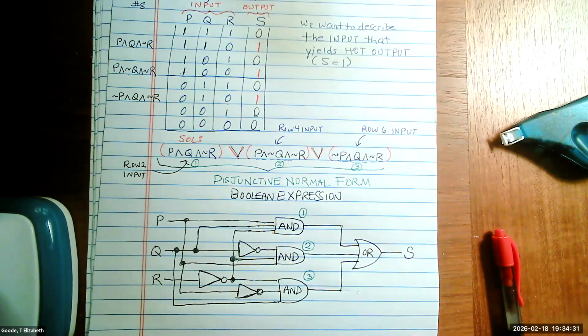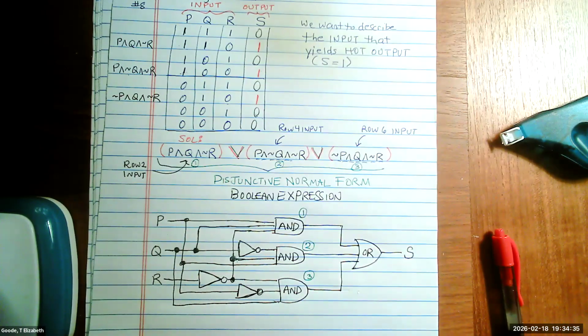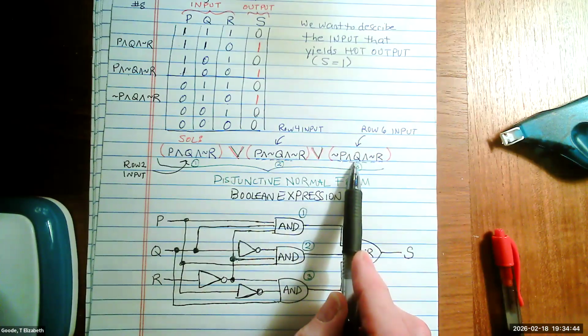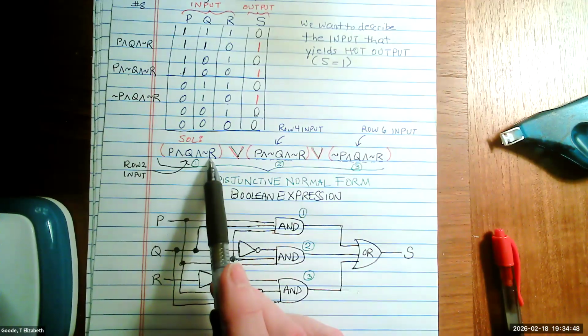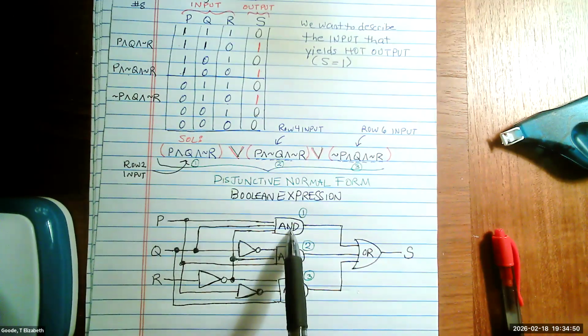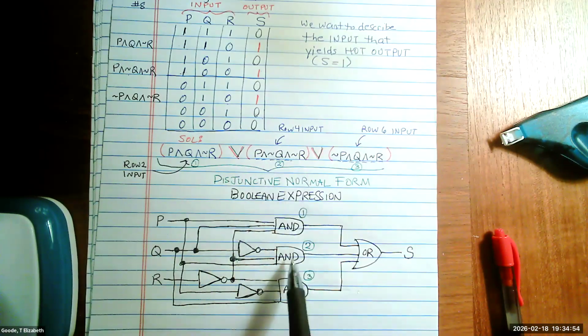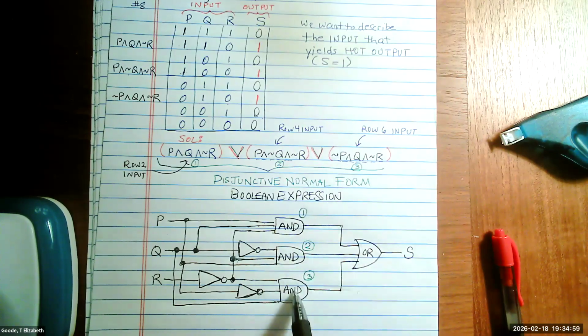a 3-input circuit. P, Q, and R are the inputs all the way to the output S, and have that circuit light up if P and Q and not R, or if P and Q, not Q and not R, or if not P and Q and not R are the inputs.